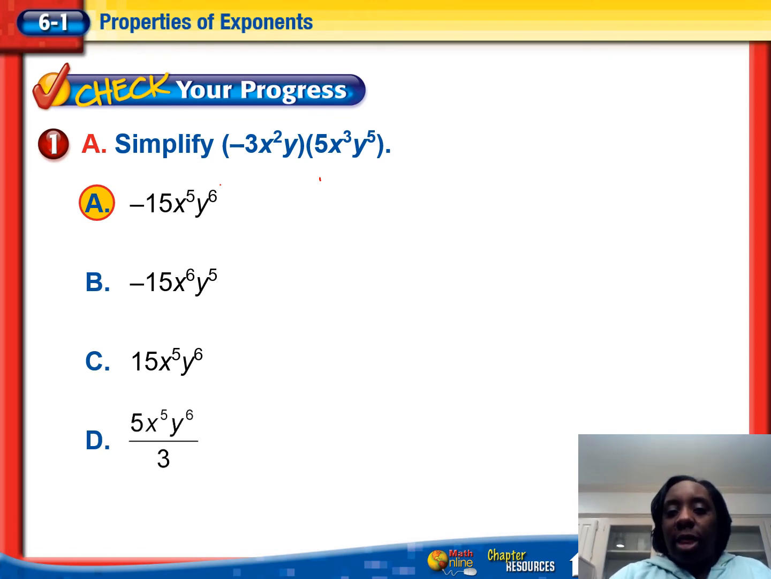Okay, the x to the second and x to the third. Add my exponents, I get 5. y to the first, because the y is just 1y, and y to the fifth would make y to the sixth. So some people would have picked B, and that's why it's there. But the answer is A.